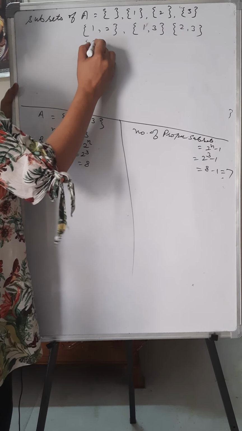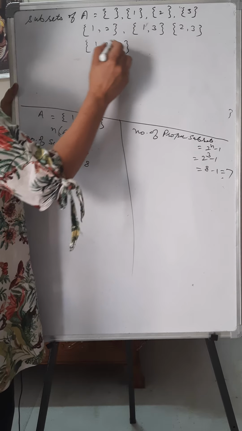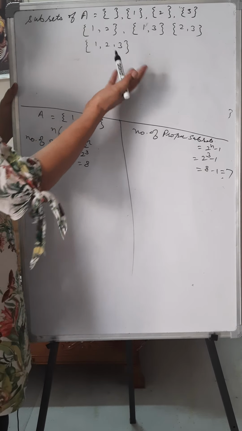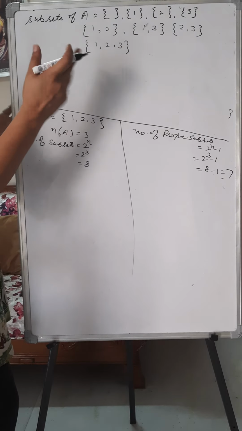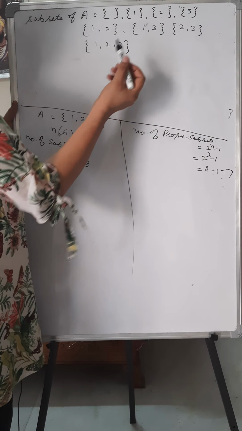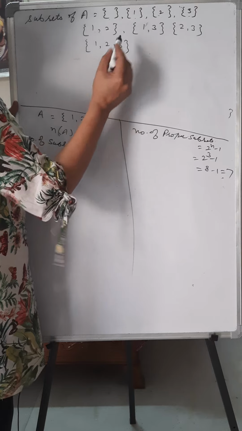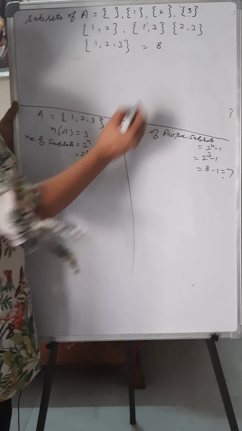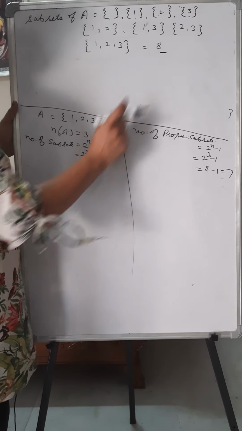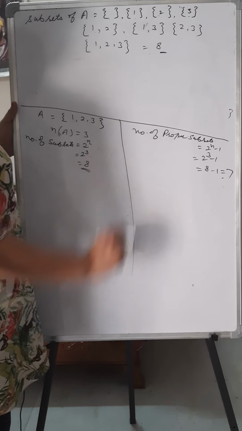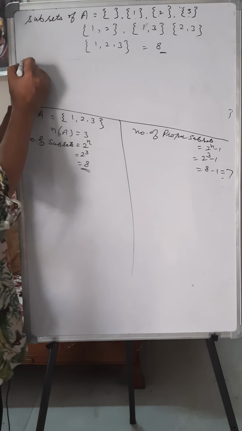Then all 3 elements together, either 1 2 3, 3 2 1 or 2 1 3, order does not matter. How many are there? 1 2 3 4 5 6 7 8, total are 8. So number of subsets are 8.